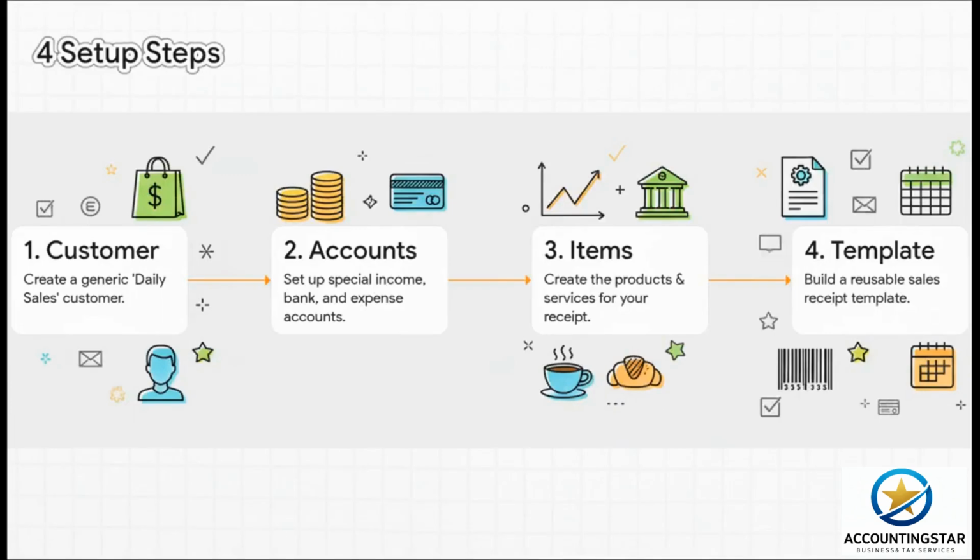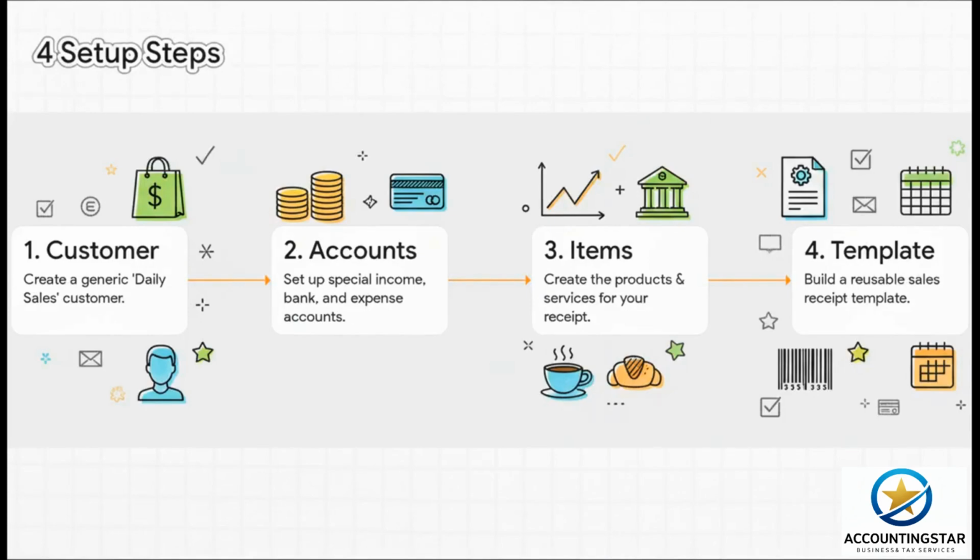So let's break down these 4 steps. First, we're going to create a generic customer, literally just called daily sales. Next, we'll set up a couple of special accounts to handle the money flow. Then, we'll create the actual sales and payment items that go on the receipt. And finally, we'll wrap it all up in a neat, reusable template so you never have to build this thing from scratch again.